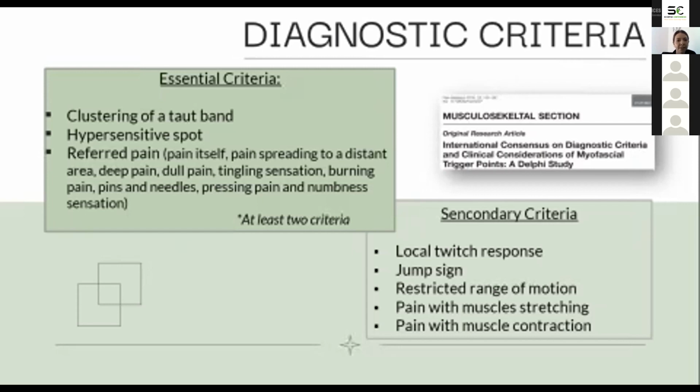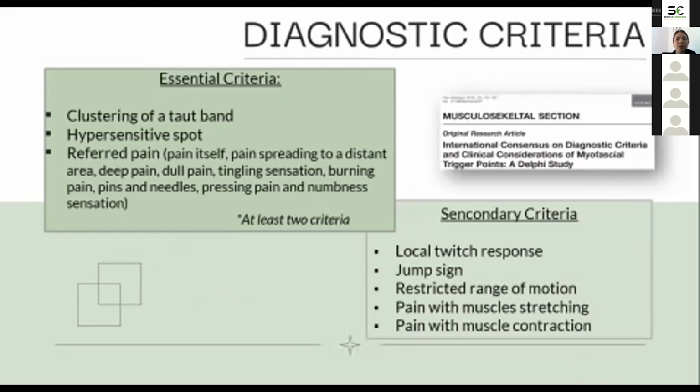Therefore, here is the definition found in an international consensus published in Pain Medicine Journal in the year of 2018, called the Delphi Study, that defines the essential criteria as clustering of taut band, hypersensitive spot, and referred pain. We need to have at least two of these three criteria for a diagnosis of trigger point.